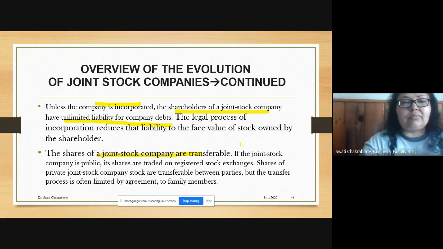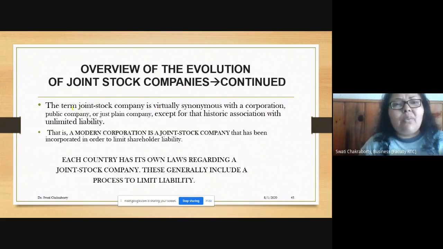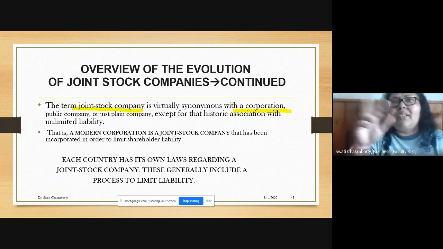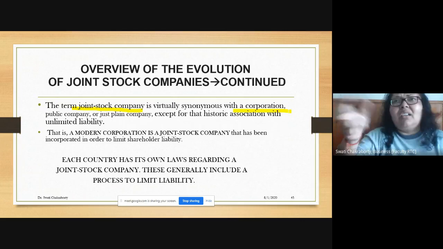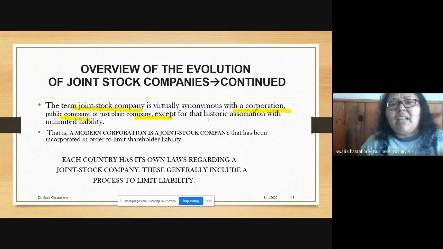Today, joint stock company and corporation are used as synonymous terms, and both of them are similar, as are public company or just company, except for the condition of unlimited liability. If it's a corporation, then it's limited liability. Otherwise, it's unlimited liability.